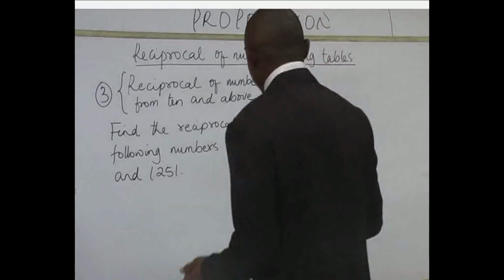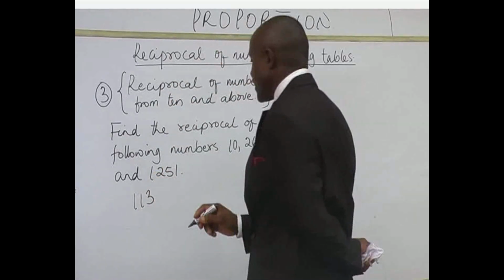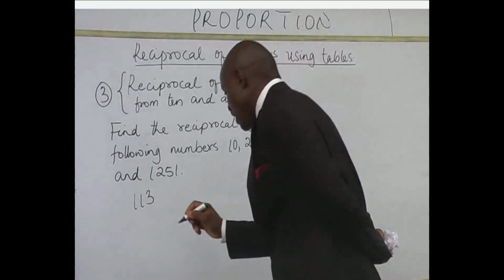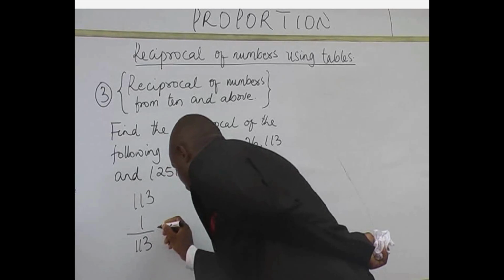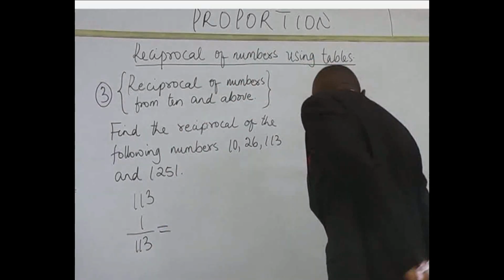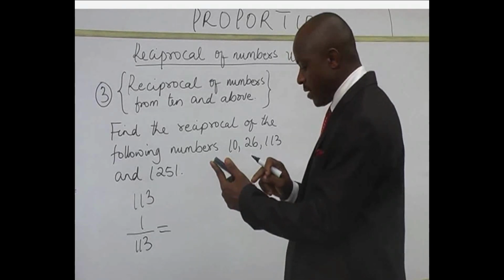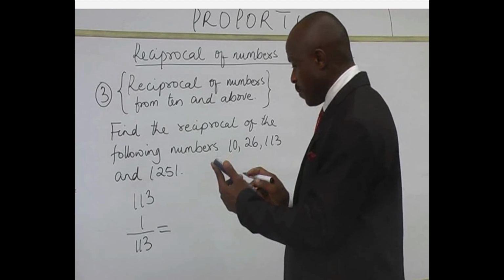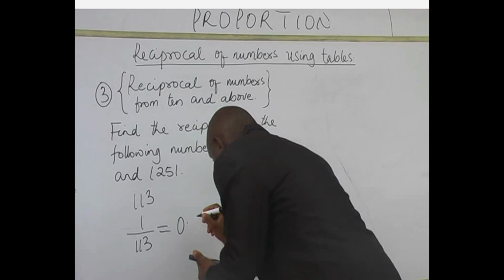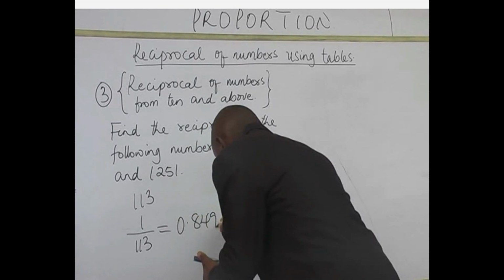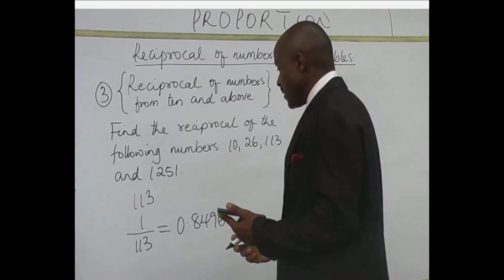The next number we are going into is the reciprocal of 113. Reciprocal of 113 means 1 divided by 113. And with the calculator, let's find what it will give us. 1 divided by 113 gives 0.8496. I have rounded it to 4 decimal places.